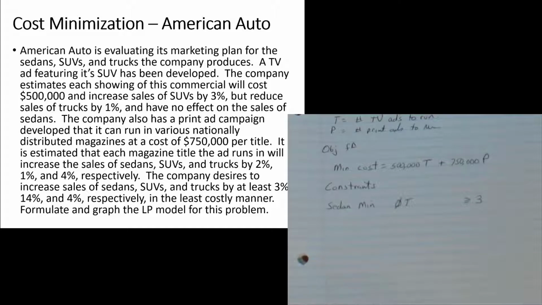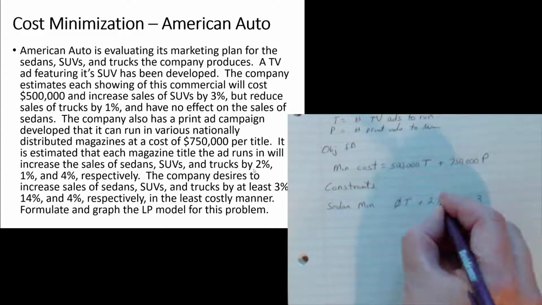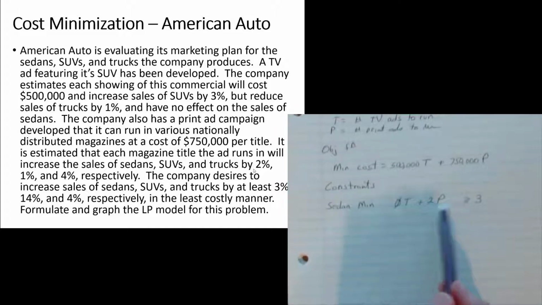Now I sift through here and when I look at the magazine, how does it affect sedan sales? Well, I see that it increases them by 2%. So plus 2% times P. And again, had I expressed this as proportions, 0.02, 0.03, and so on, I could have just multiplied everybody by 100 and got to the same spot. So I didn't change the essence of the equation in this regard, because percentage is our unit of measurement for this particular constraint. If our unit of measurement were dollars, that would be a different story.